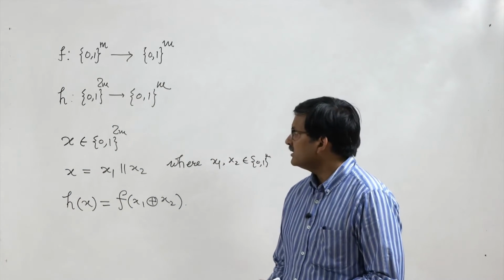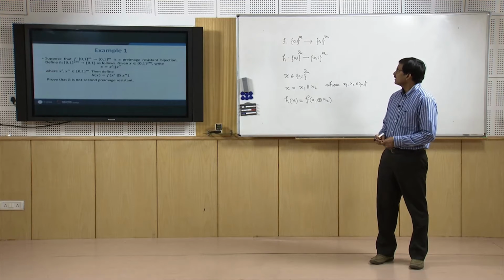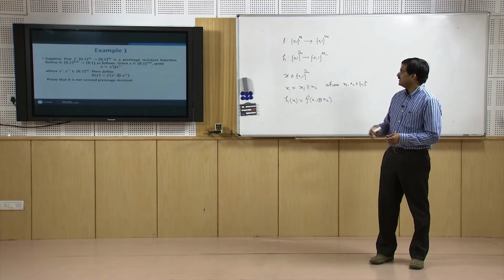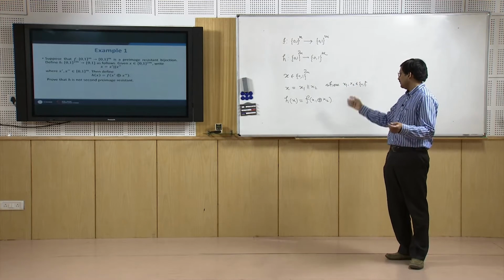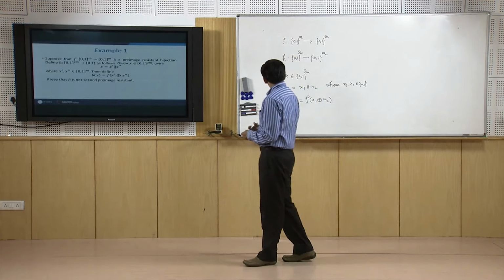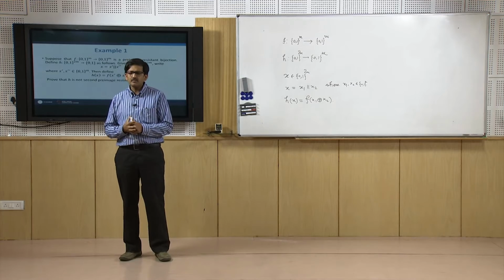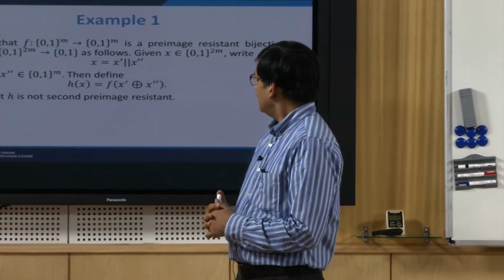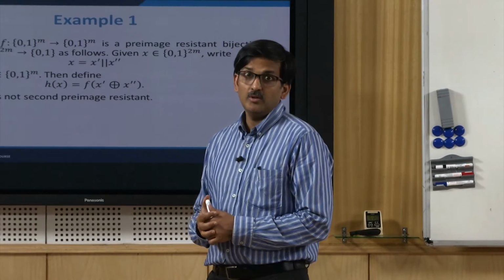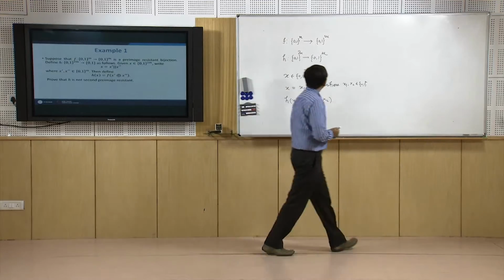I have used in the slide x prime and x double prime, here I am using x1 x2, that is understandable. So, now the question is whether this is second pre-image resistant or not. Now, let us look at this function.